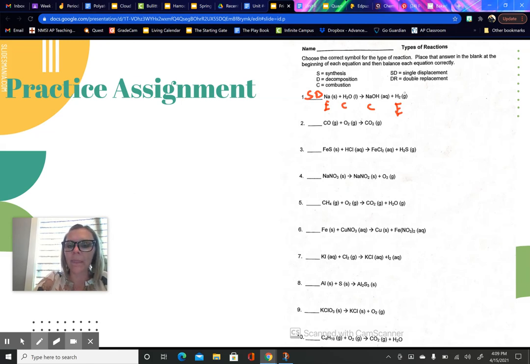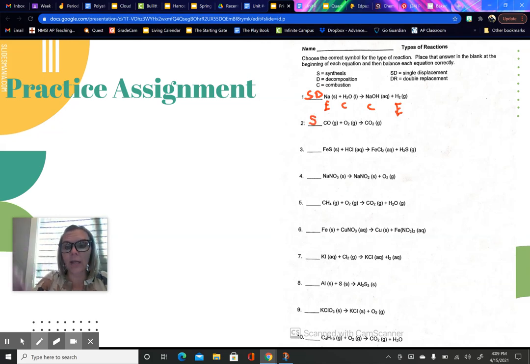All right, the next one is starting with CO and O2 and getting CO2. Now, this looks a little bit like a combustion reaction, but it's not because there's no hydrocarbon and there's no H2O. So since I started with two reactants and ended with one product, you should have said synthesis.